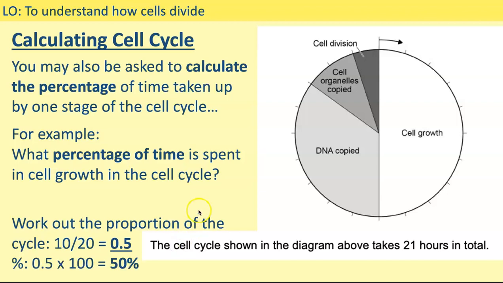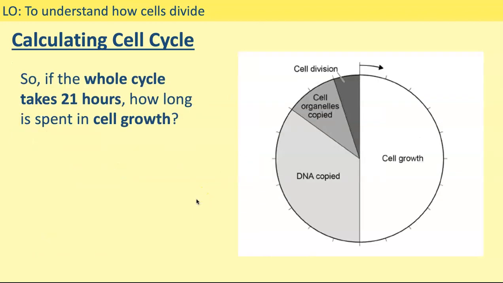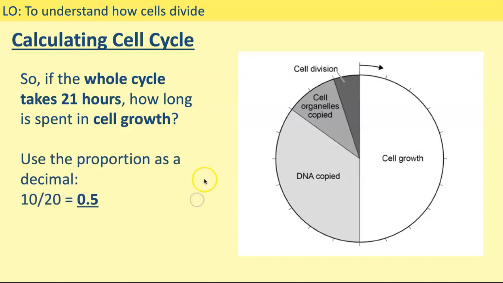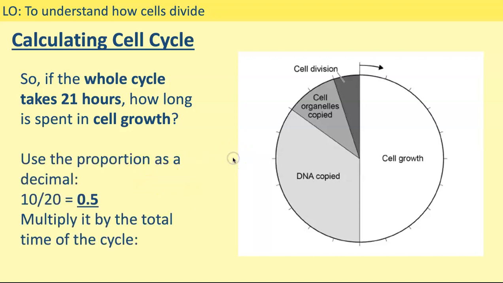That gives us 50%. If we then want to use the same method to find out how long that specific stage takes, we can work out the proportion in exactly the same way and multiply it by the total time of the cell cycle. That would give us 10.5 hours. So for this question, the total cell cycle takes 21 hours.